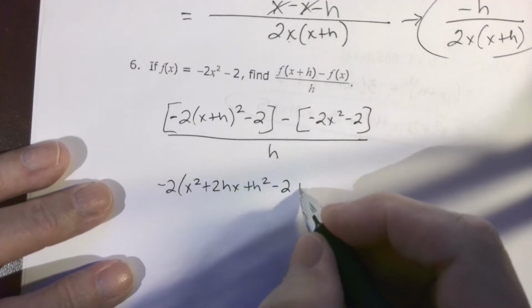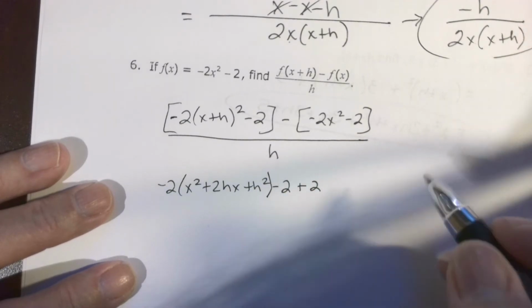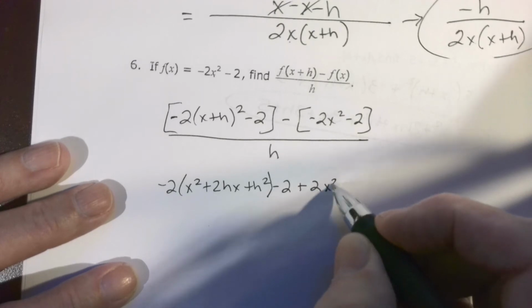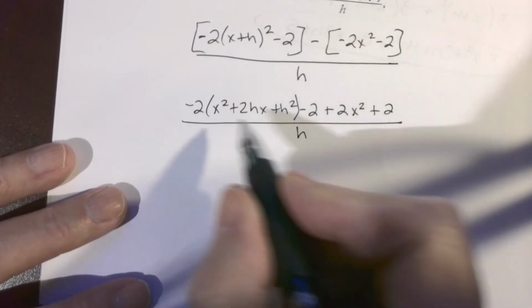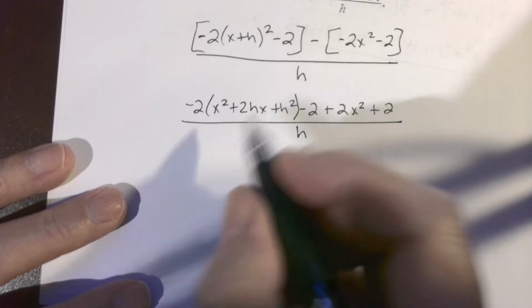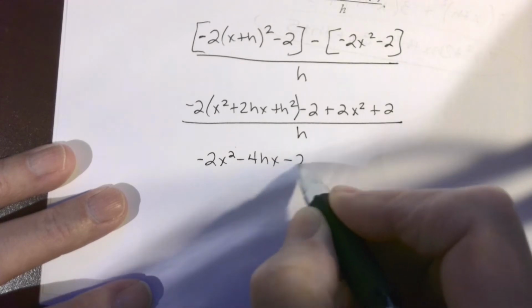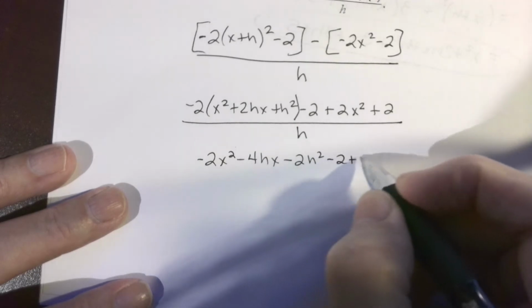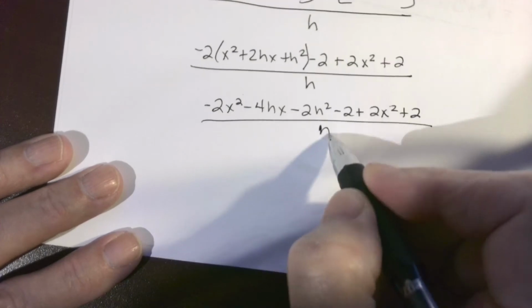This is going to distribute. Oh, wait a minute, I got to have a parenthesis right there. I didn't do that. I'm sorry. This is going to distribute, and that's going to be a positive 2x squared and a positive 2. This is over h. So right here I need to do distributive property. So negative 2x squared minus 4hx minus 2h squared, and it's minus 2 plus 2x squared plus 2. And this is over h.